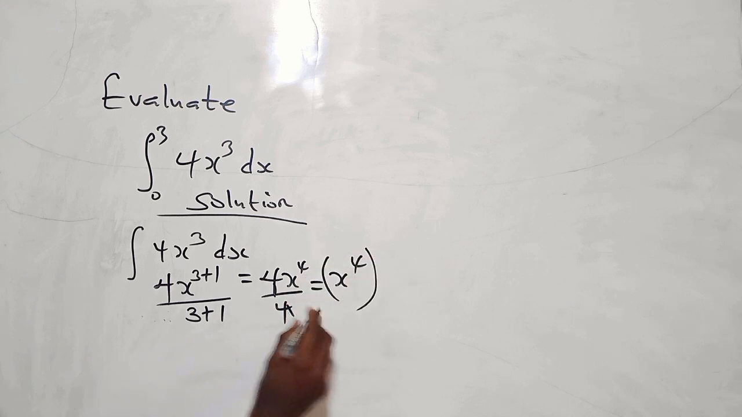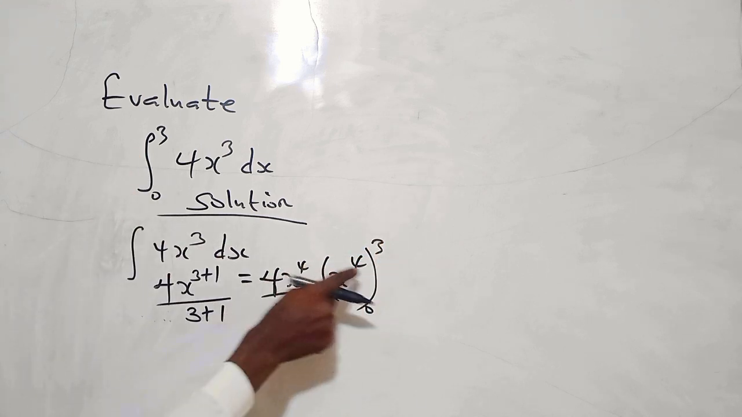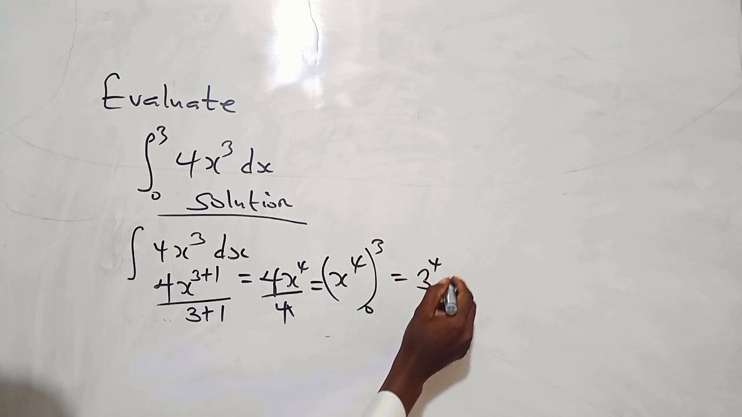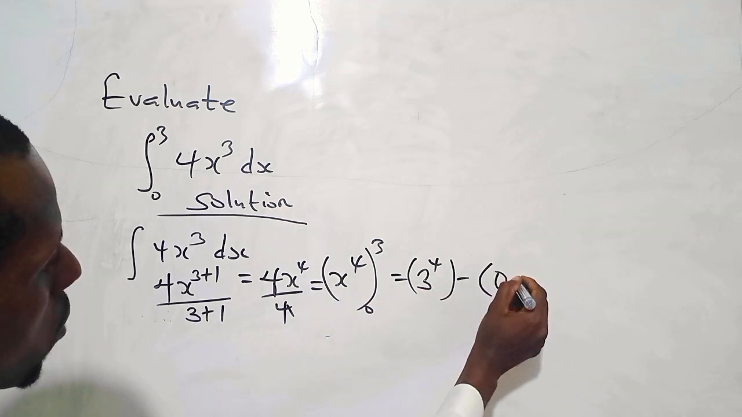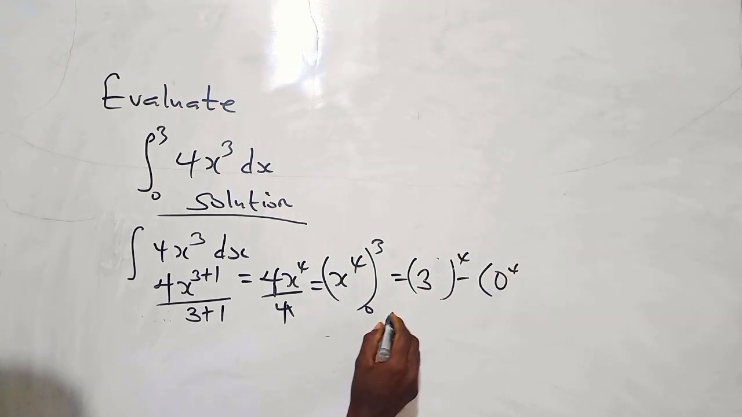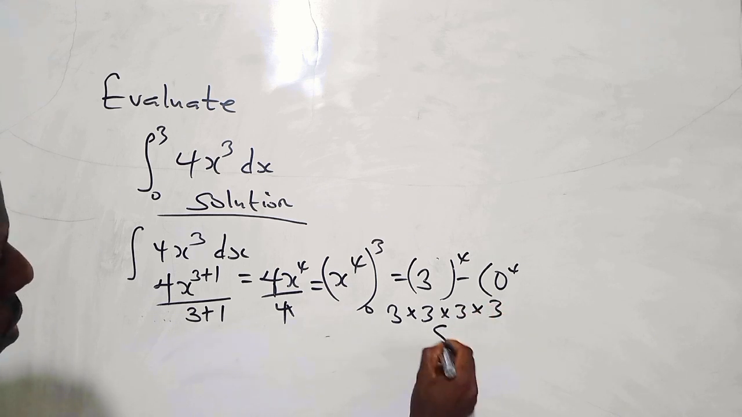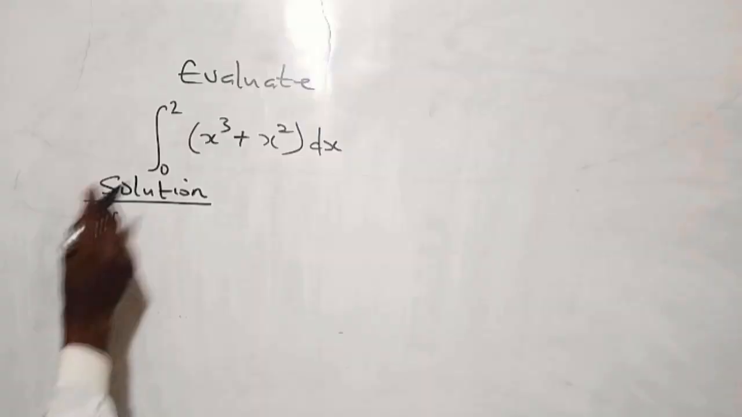The limits of integration are 3 and 0. So from here x should be 3 raised to power 4, minus, when I put 0, I have 0 raised to power 4. 3 times 3 times 3 times 3 is 81. 81 minus 0, I have my answer to be 81.